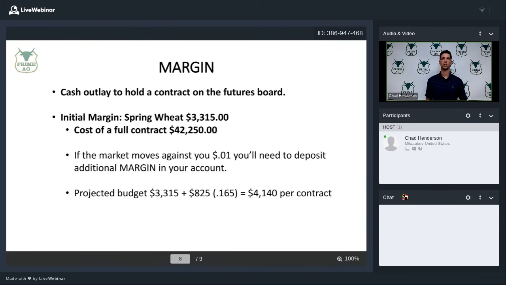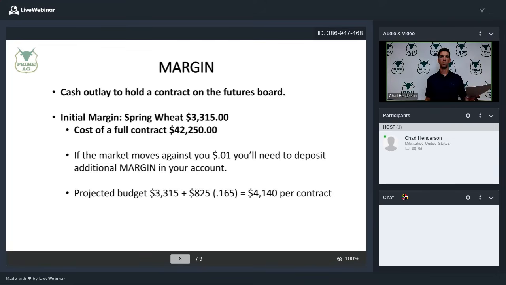Quick touch on margin. Okay, it's the cash outlay to hold your contract on the futures board. For spring wheat right now, initial margin's $3,315. Compare that with the cost of a full contract, $42,250 at $9. So again, leverage contract, but I would say it's a pretty good deal being able to buy and hold a spring wheat contract for $3,300 rather than $42,000 as far as the cash position goes.